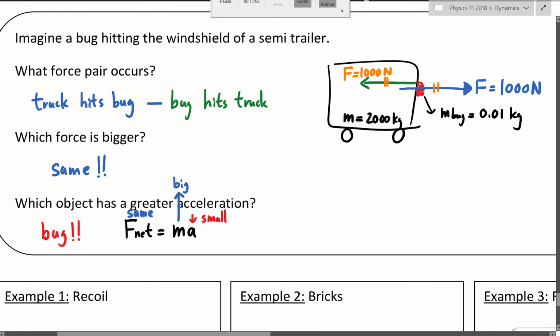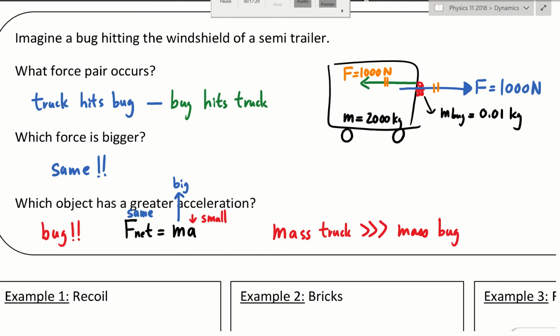Okay, like it must be. So because the mass of the truck is much, much, much greater than the mass of the bug, then the acceleration of the truck will be a lot smaller than the acceleration of the bug. Because when you multiply the mass and the acceleration, they have to give you the same number.